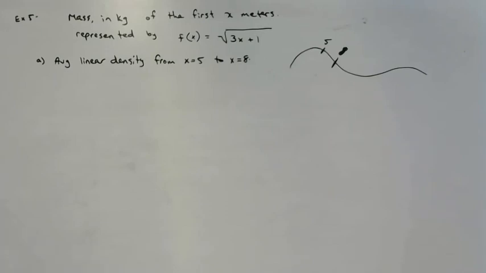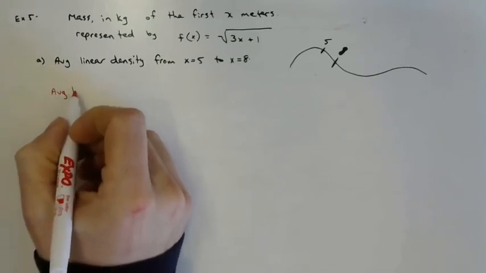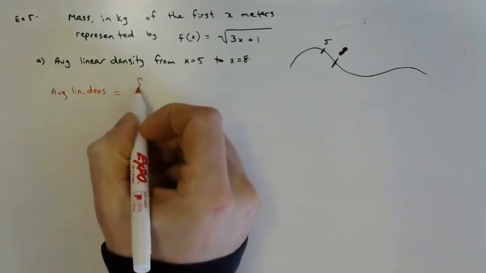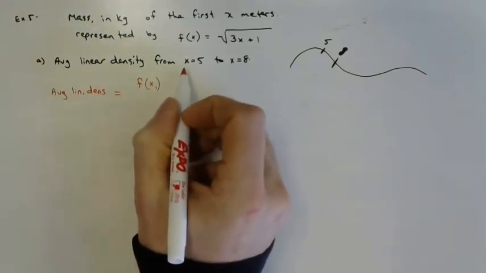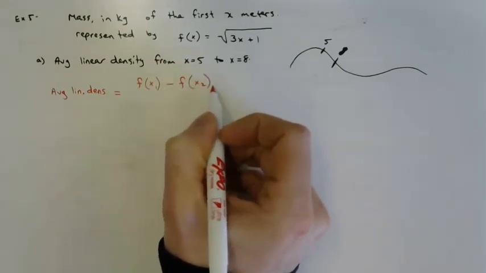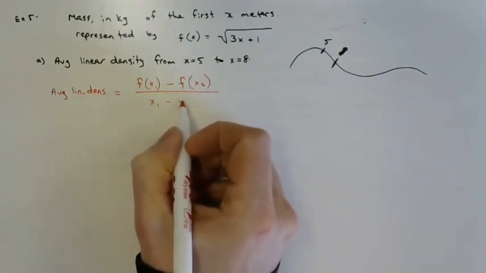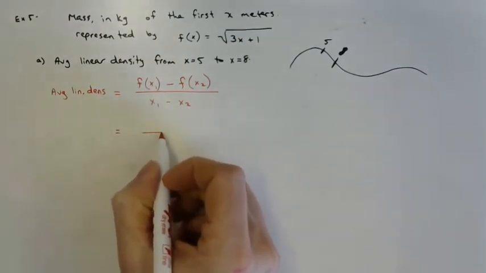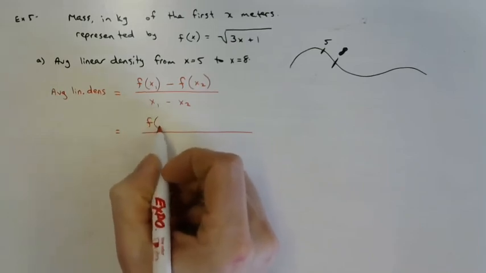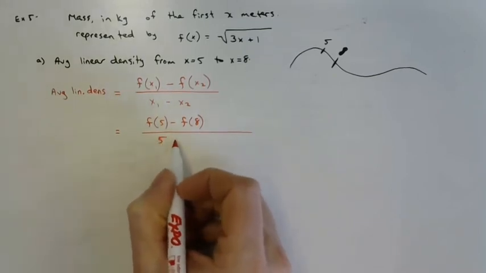So we're just going to take our average linear density formula. Average linear density, which we said was take the value of the function at x1, which would be x equals 5, subtract the value of the function at x2, which would be x equals 8, and then we have x1 minus x2 in the denominator. So in the numerator, we just are going to fill in what we're doing here. We've got f of 5 minus f of 8 over 5 minus 8.